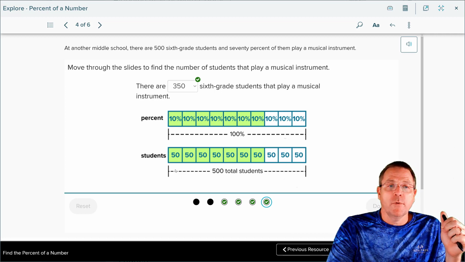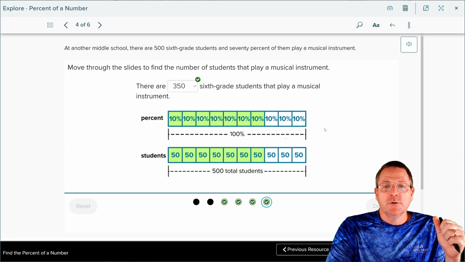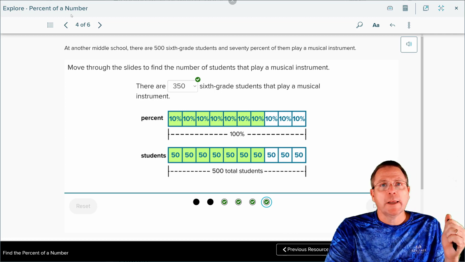You've got one bar that represents percent, one bar that represents students. The bars are the same length. Break it down.